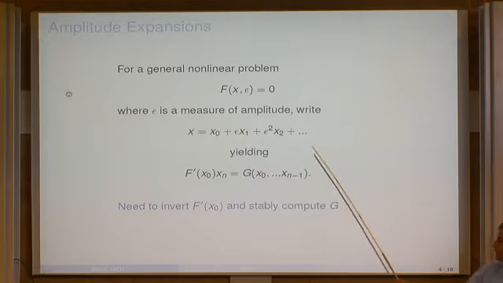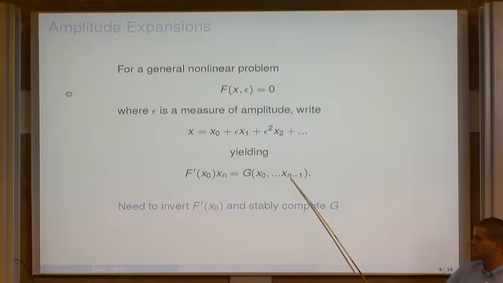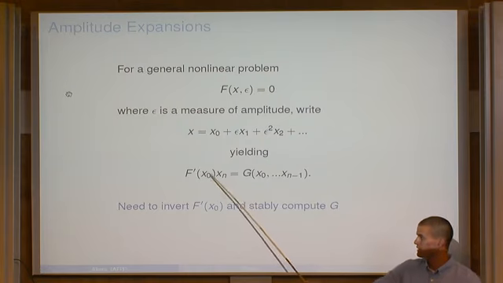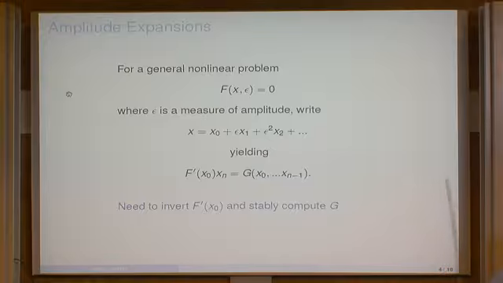And so if you've already computed x1, x2, all the way up to xn minus 1, what do you have to do to find xn? You need to invert the linear operator. And if the linear operator was invertible, that would be everything. You just invert this linear operator over and over again.